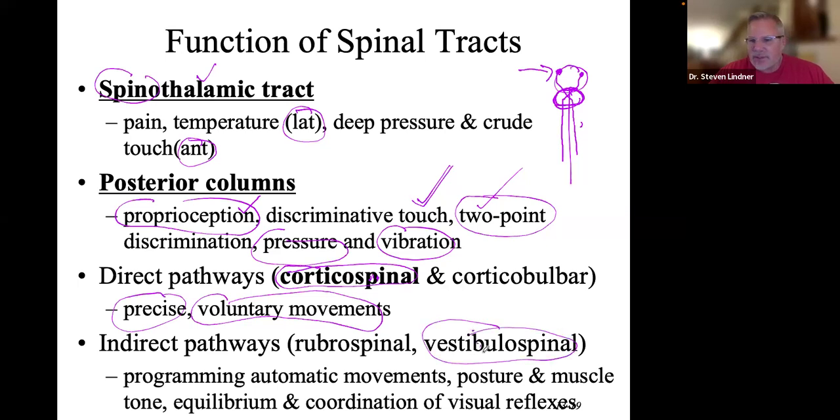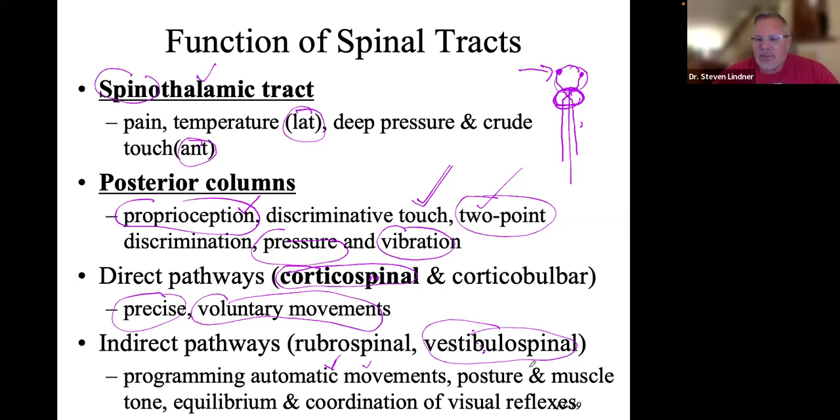The vestibulo should sound a little bit familiar when you look at the ear, inside the ear. There are vestibular canals that control your balance and equilibrium. So these rubrospinal and vestibulospinal tracts are dealing with controlling autonomic, or I should say automatic movements. Like if you slip on something and your arms fling out in different directions and your head tilts one way to restore balance, like that righting reflex, it's automatic. You don't have to think about it.